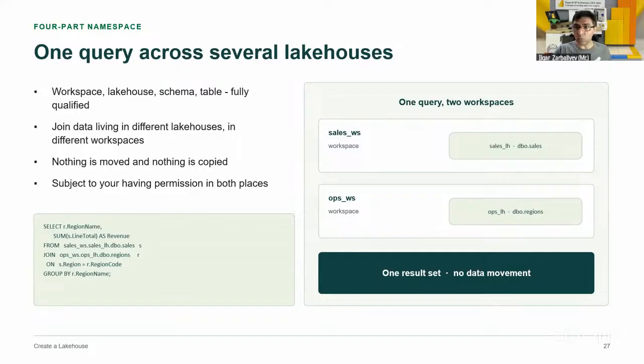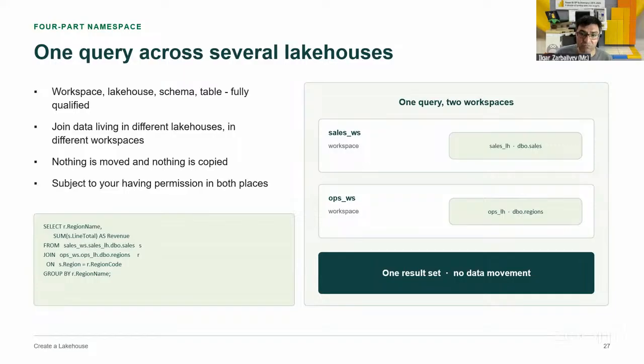In the world we described at the start of the session, joining across two systems meant a pipeline. Extract from one, land it in the other, schedule it, monitor it, and explain it to your auditor. Here it's a fully qualified name in a from clause. That's the OneLake promise made concrete. One copy of data, many engines, and the boundaries between workspaces stop being walls.